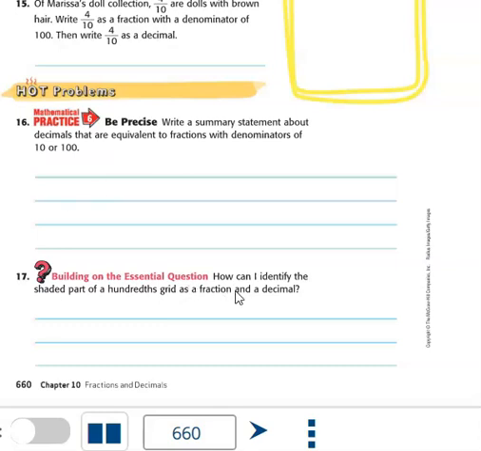And for number 17, it says, how can I identify the shaded part of a hundredths grid as a fraction and a decimal? Well, basically the fraction and the decimal both show the same thing, just in a different way. So as long as you can count, you can make it into a fraction and a decimal. The only question is whether you're dealing with bars, and that would be tenths, or a full grid, which would be to the hundredths place. Because fraction and decimal are the same thing, they're just both representing parts of a whole. That's how you can identify them.